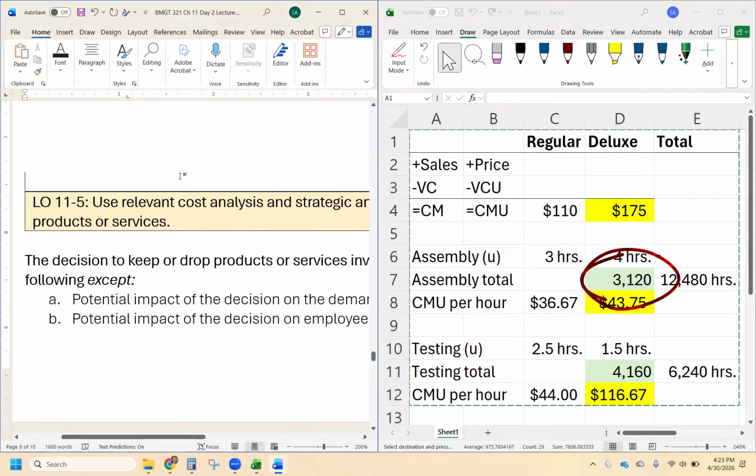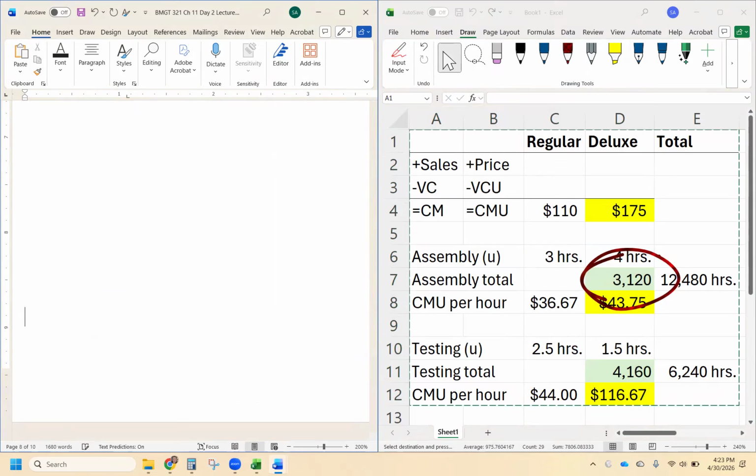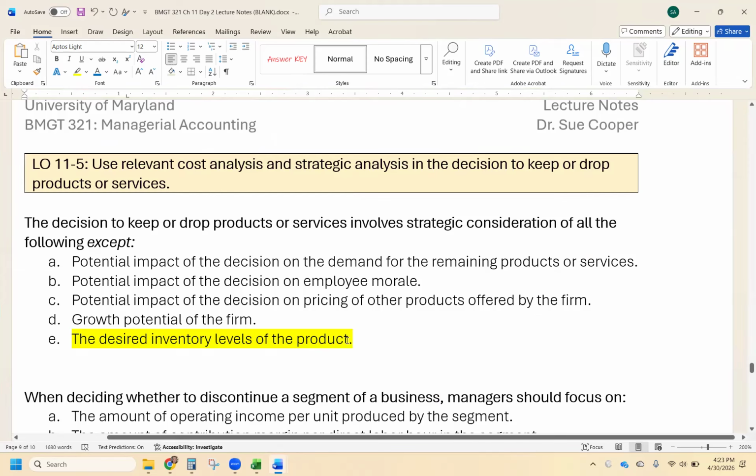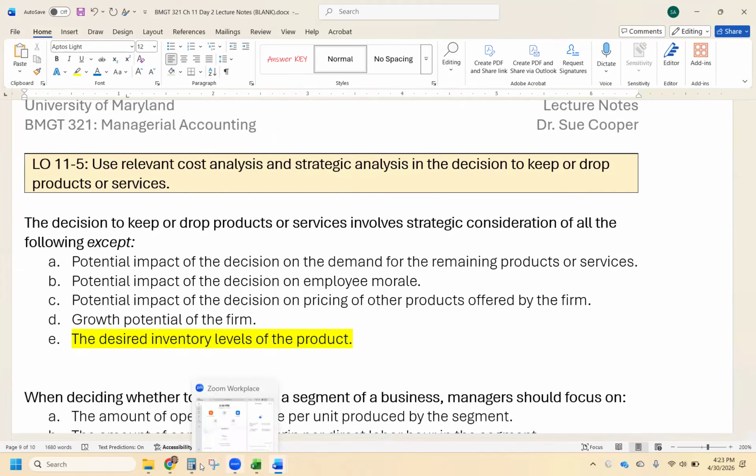Okay. We didn't get to this last section in the last class, so I'm going to pause the video and then start a new one so they can get this last little bit.